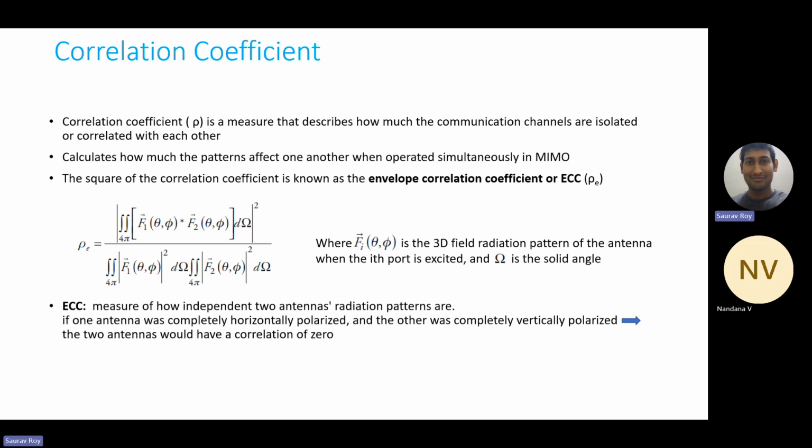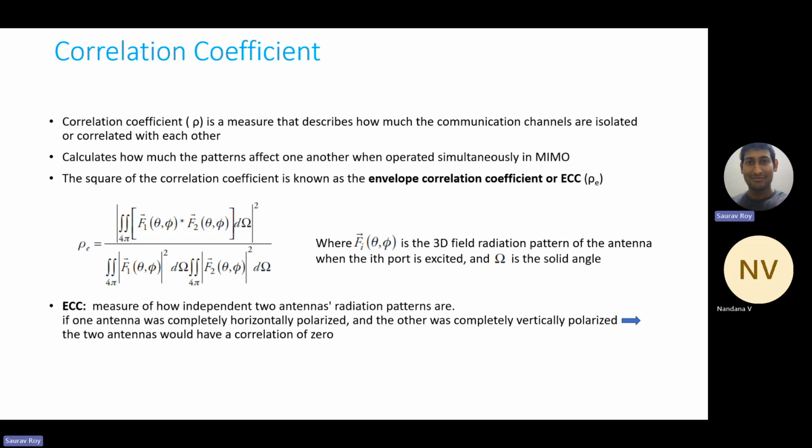And these are the patterns. If the patterns affect one another when operated simultaneously in MIMO, because in MIMO all these different antennas have to be used simultaneously, then it will reduce the performance, right? That is what we don't want. So you want the correlation to be less. Now the actual term is called envelope correlation coefficient, or ECC.